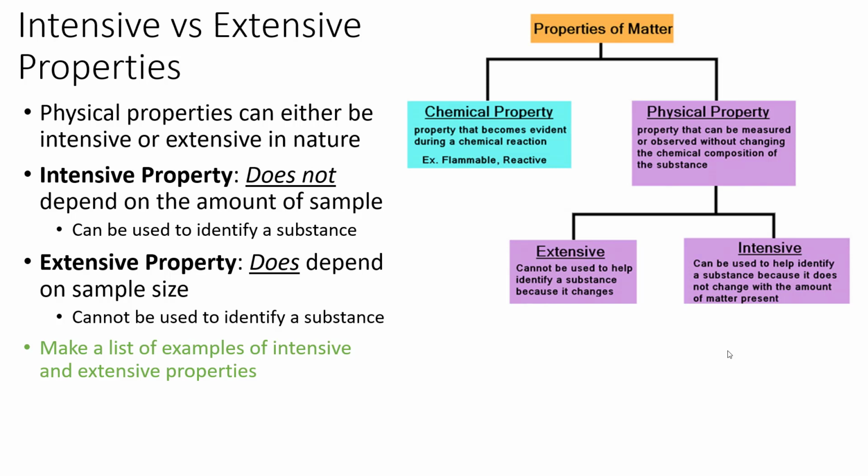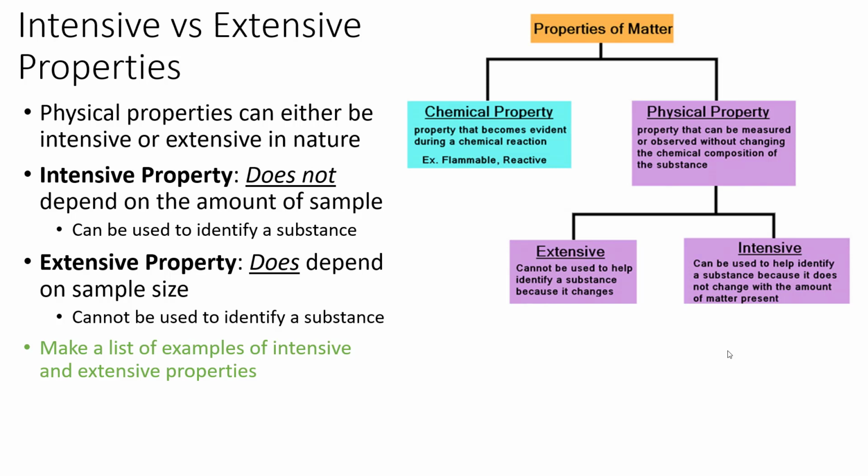These physical properties can then be broken down into two smaller groups that we know as intensive or extensive properties. Intensive properties are properties that do not depend on the amount of sample, so they can be used to identify a substance. An example is color. Whether you have a 1-pound chunk or a 10-pound chunk of iron, iron always has that dull gray color. It doesn't matter how much iron you have, it'll always have that same color. So it does not depend on the amount of sample. That is an intensive property.